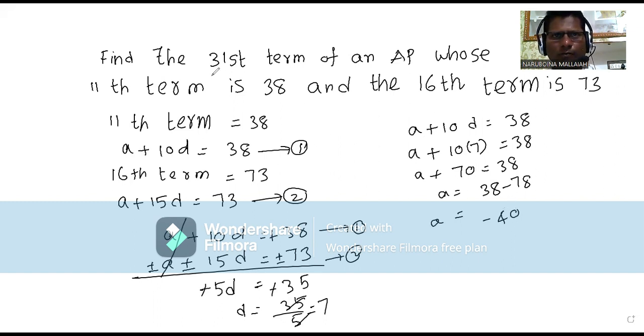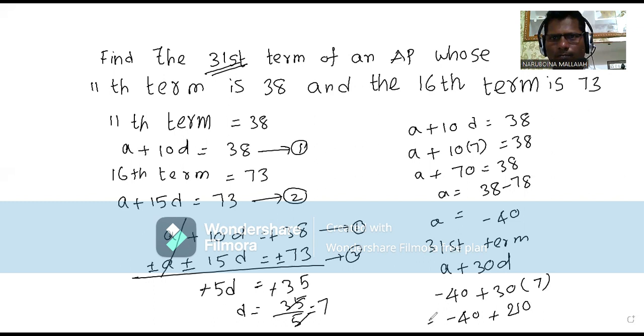Our question is, we have to find the 31st term. The 31st term is written as A plus 30D. A is minus 40 plus 30, D value is 7. So minus 40 plus 30 into 7, that is 210. Next, 210 minus 40, that is 170. 210 is larger than 40, so plus symbol, 170. So the 31st term is 170.